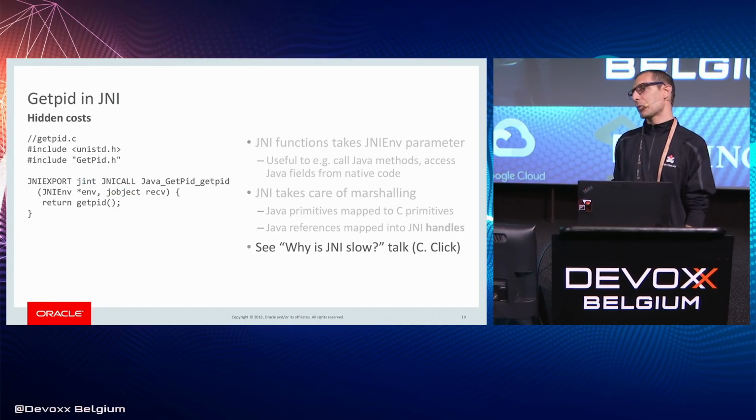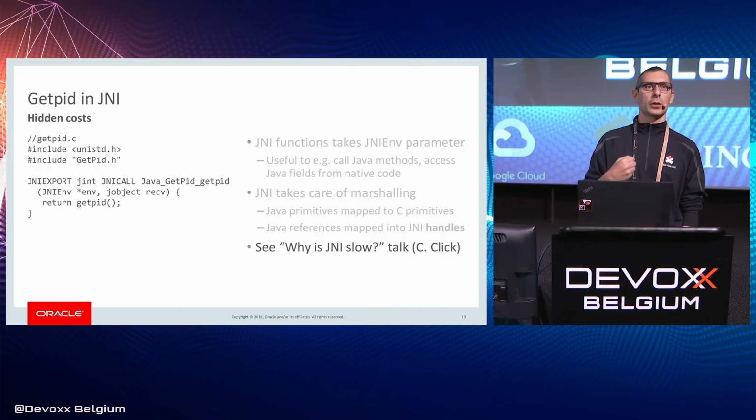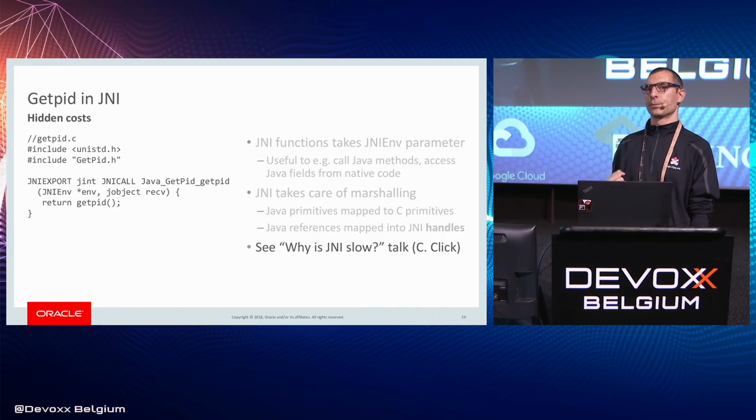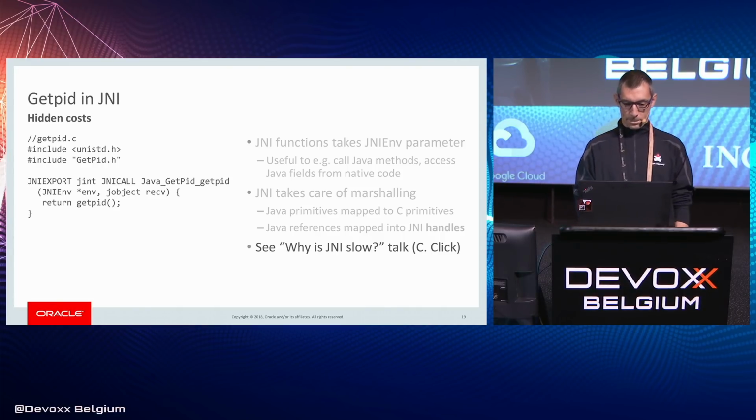And if you are brave enough and you want to look into some assembly, there is a great talk on YouTube called Why is JNI Slow that shows you all the assembly instructions that the VM has to output in order to safely call into a native method. And there's quite a lot going on.